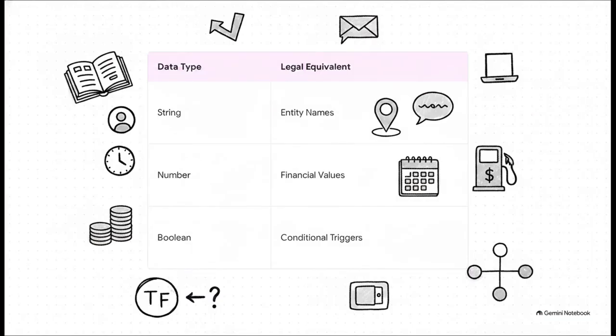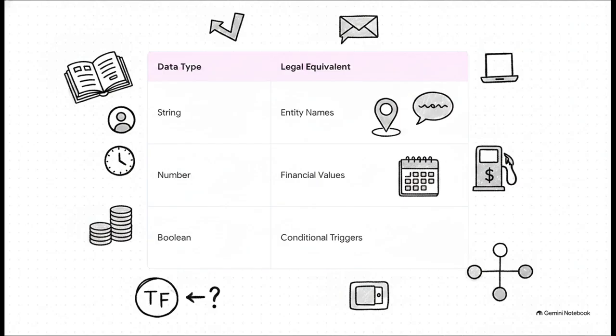All right, pay close attention here because this matrix is absolutely crucial. This is how we map basic programming data type primitives to their conceptual equivalents in legal drafting. If you want to read code like a lawyer, you just need to translate these three basics. First up, strings. In programming, a string is just text. In a contract clause, strings handle the entity names and addresses. They literally cast the actors in our play.